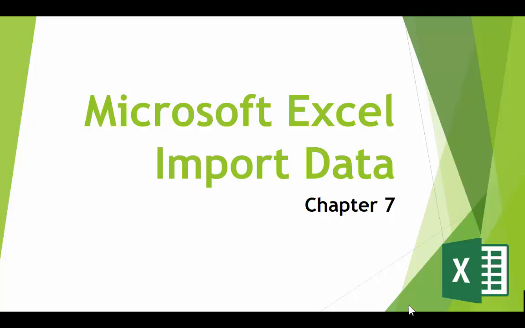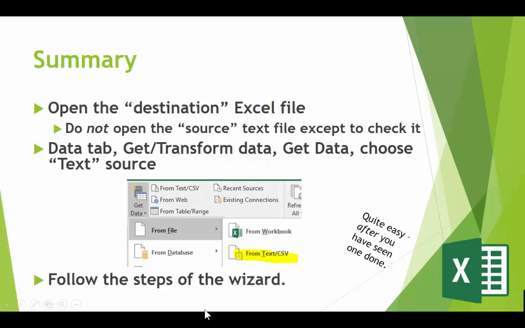In this video, we're going to talk about how to import data from another file. Once you've seen it done here, it will be a cinch. So that you have two files to start with. One is the source file, the one that contains the stuff you want to get into another file. And the second one is the destination file, the file into which you want to place the data from that source file. You do open the destination file, but you do not open the source file unless you want to check it.